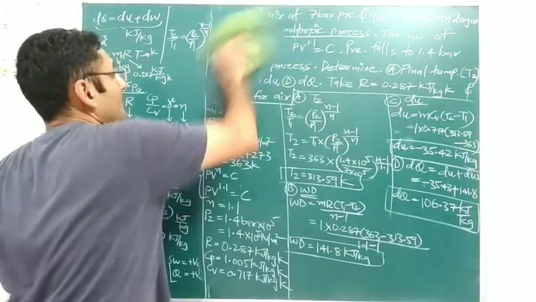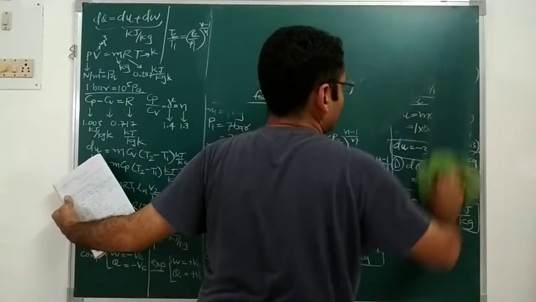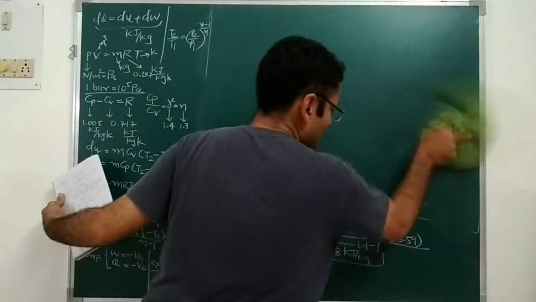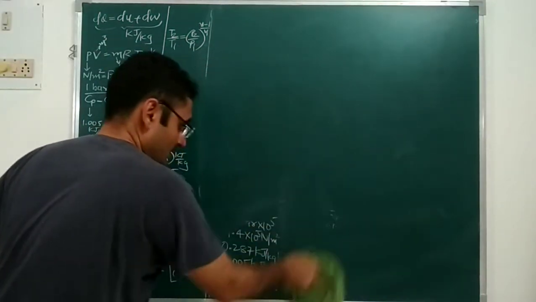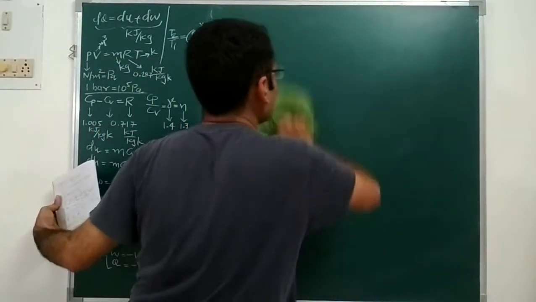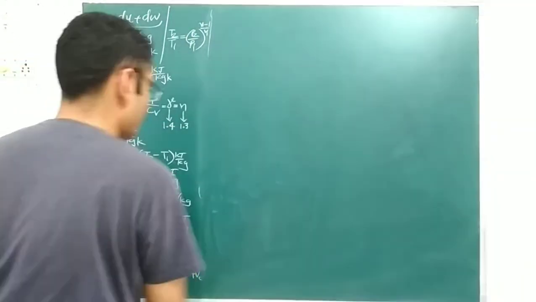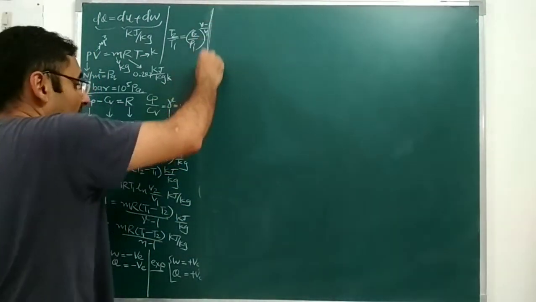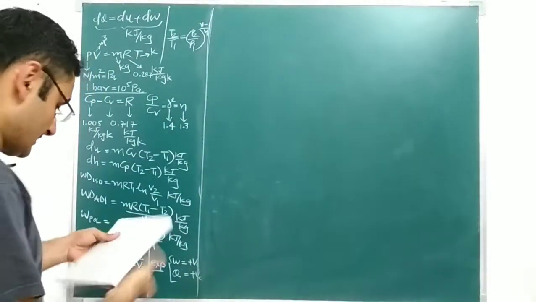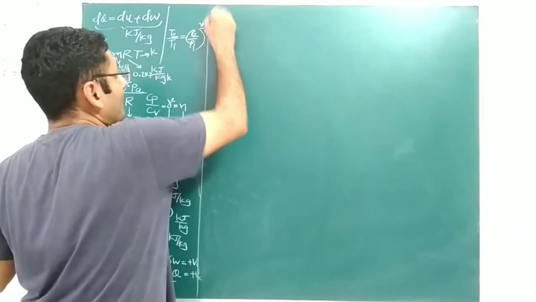Now the last numerical that we will discuss. If we are able to calculate the last numerical, that means you can solve any type of numerical based on this chapter. Achha. Over here I will mark one line. Then the last numerical is the fourth one.